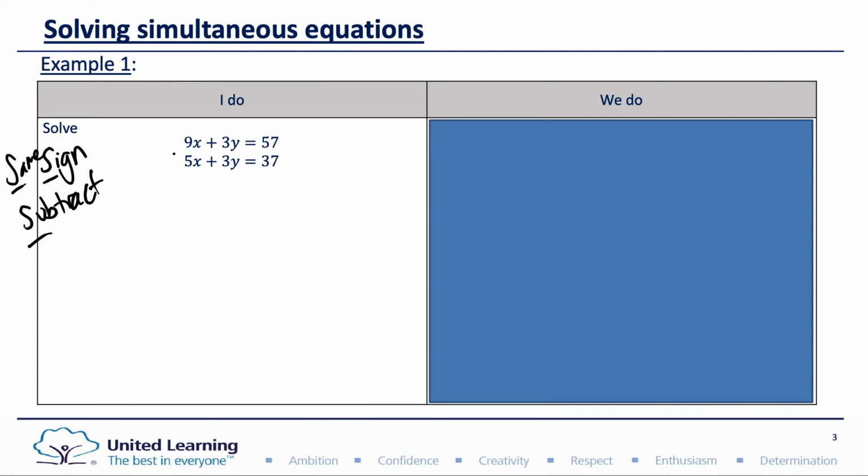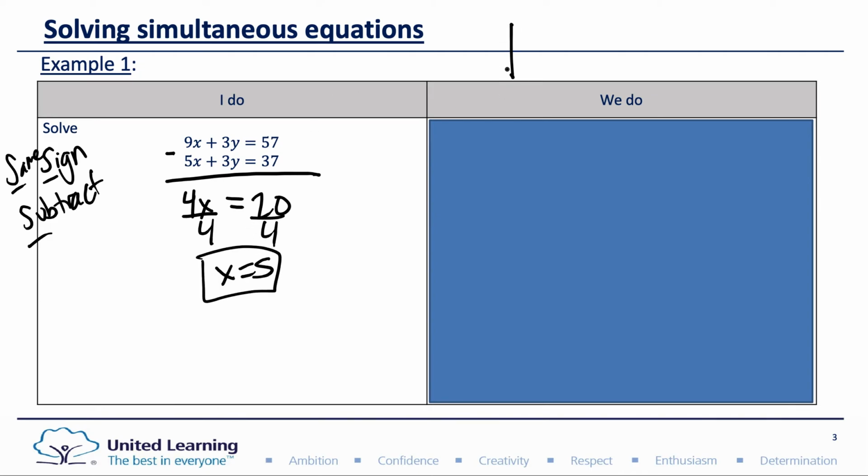So the way I would eliminate this is I would subtract all the like terms together. So 9x take away 5x is 4x. 3 take away 3 is nothing. This is why I've chosen subtraction. Those have been eliminated. And 57 take away 37 is 20. I'm now left with just my x terms, so that means I'm able to solve for x. When I divide by 4, I end up getting x is 5.